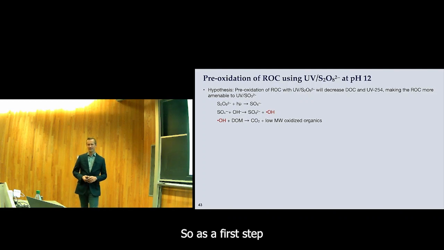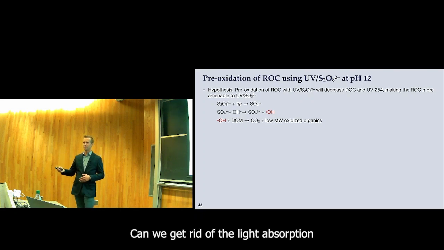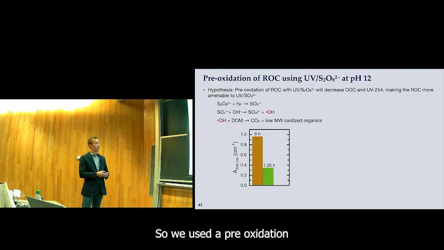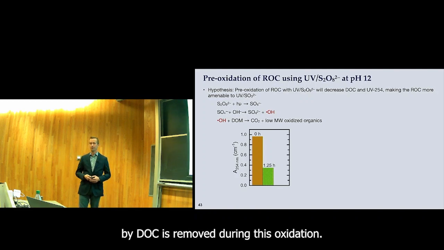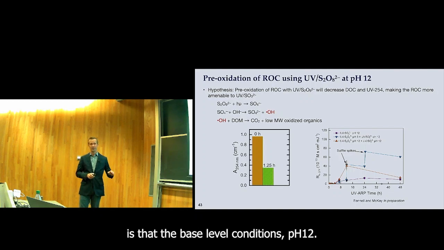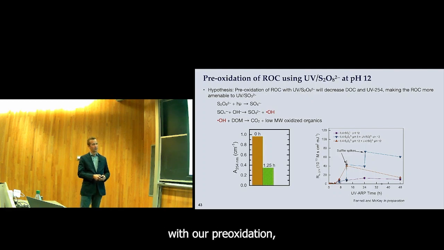So as a first step towards addressing this, we thought, well, let's tackle DOC. Can we get rid of the light absorption from DOC and maybe remove some of its scavenging capacity? So we used a pre-oxidation step with UV persulfate. After a shorter amount of irradiation time, a lot of the absorbance by DOC is removed during this oxidation. And when we measure RE minus UV, we can see that it also is much higher. The purple line is the base level conditions, pH 12. The orange line represents with our pre-oxidation. And what we noticed is that after about 12 hours, the sulfite concentration really started going down.